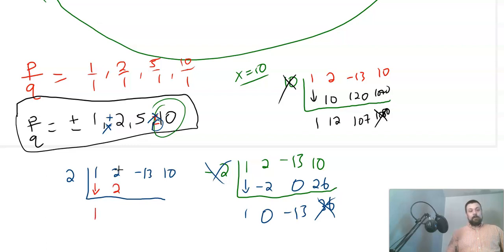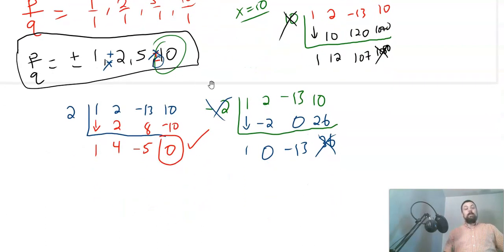1 times 2 is 2. Add those together, you get 4. 4 times 2 is 8. Add those together, you get negative 5. Negative 5 times 2 is negative 10. Add those together, you get 0. That's what I'm looking for. A remainder of 0, which tells me that 2 is a 0 of the polynomial that we're working with, which also tells me that x minus that number is a factor of the polynomial.